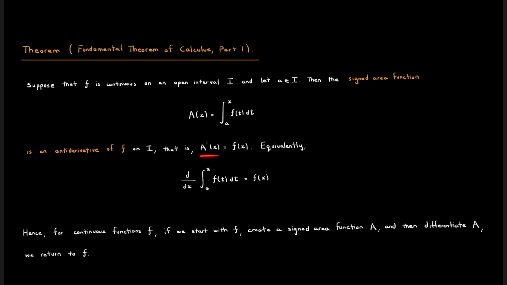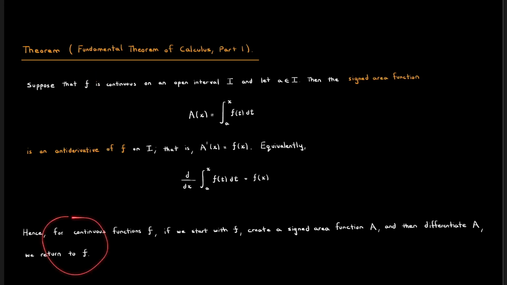That is, when you differentiate the signed area function, you just get back the original integrand that you began with. Another way of putting this in more mathematical notation: when you differentiate an integral function, the derivative and the integral sort of cancel out, and what you get is the integrand evaluated at the upper limit. So you just get back the original function that you began with, f of x.